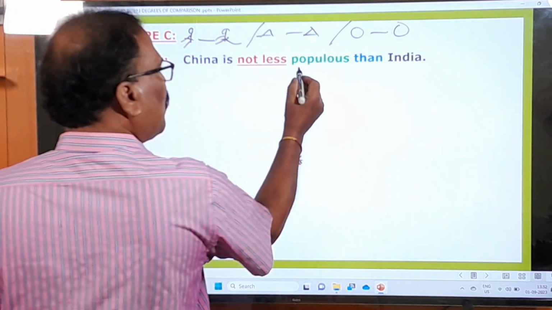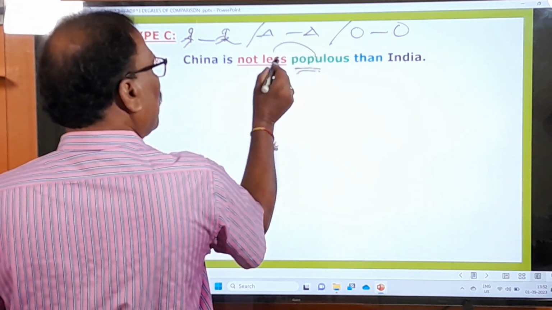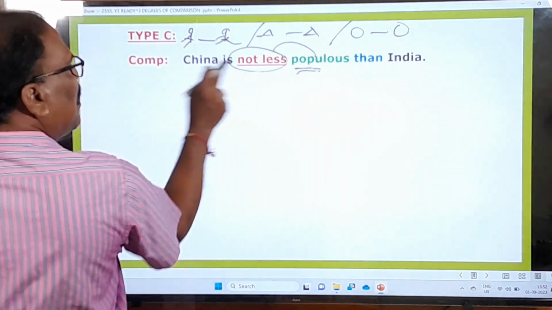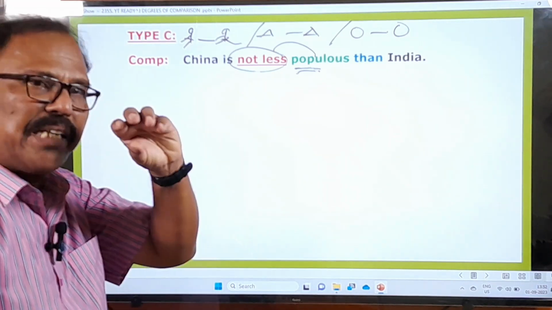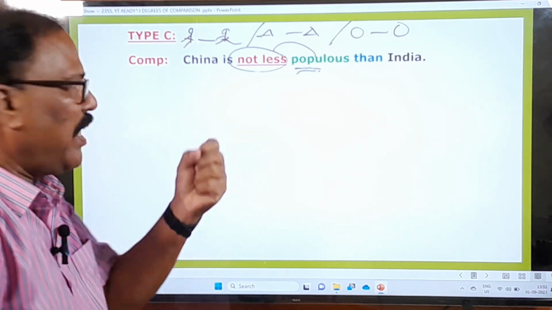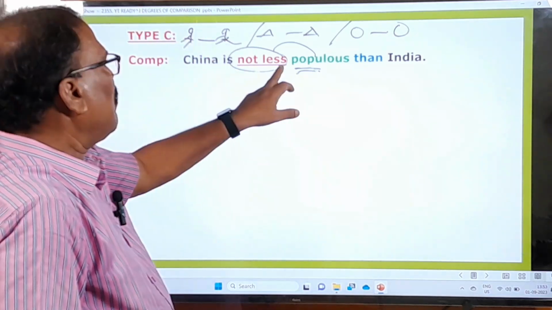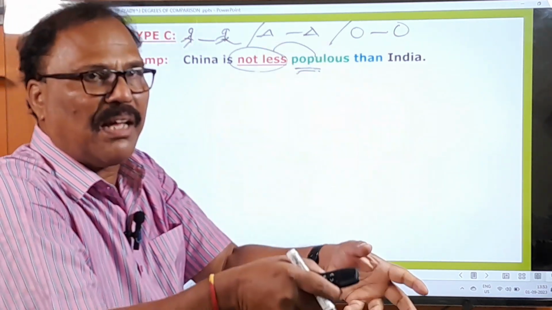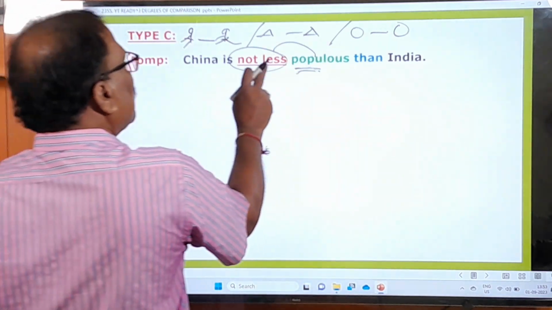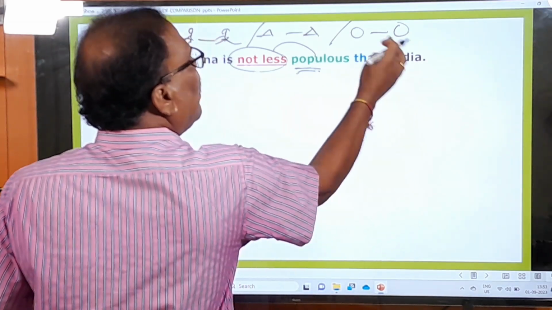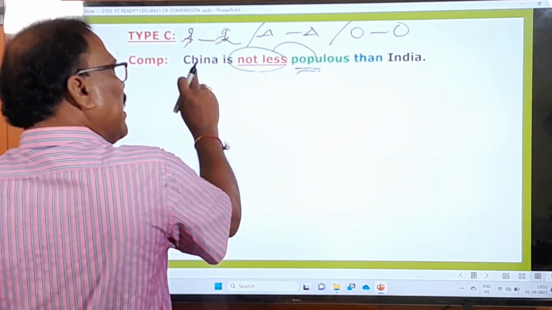What is used before this comparative adjective? Not less is used. This is type C. So you must create some signs on your own. Okay, "not less" means type C. Populous means high population density. Okay, here China is not less populous than India.